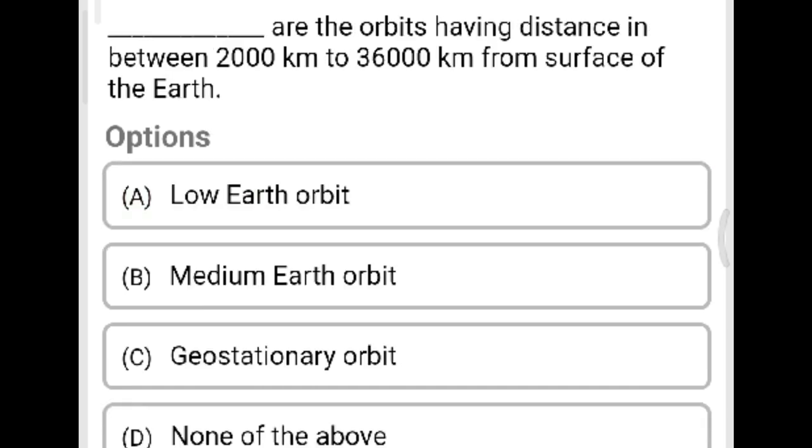Next question, dash are the orbit having the distance in between 2000 km to 36,000 km from the surface of the earth. Option A low earth orbit, option B medium earth orbit, option C geostationary orbit, option D none of the above. So the correct answer is medium earth orbit.